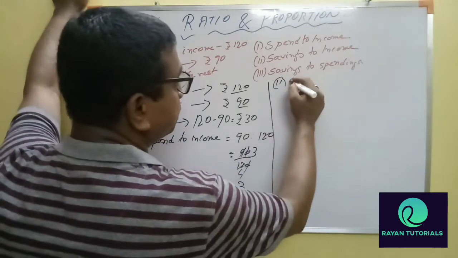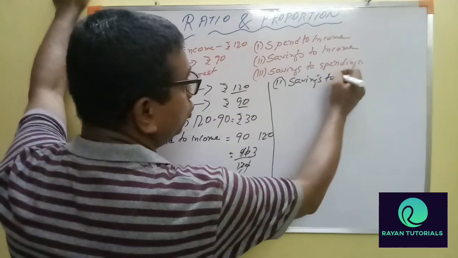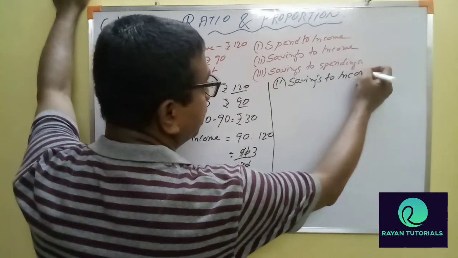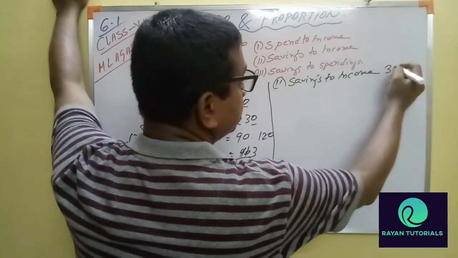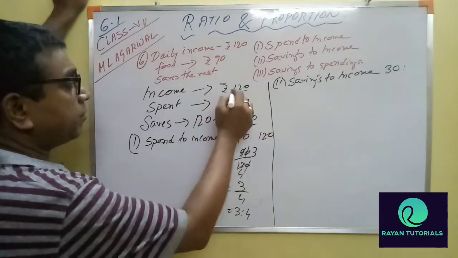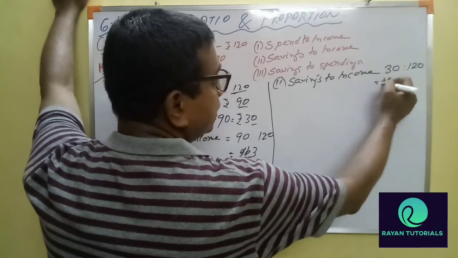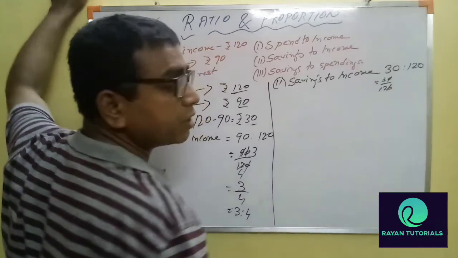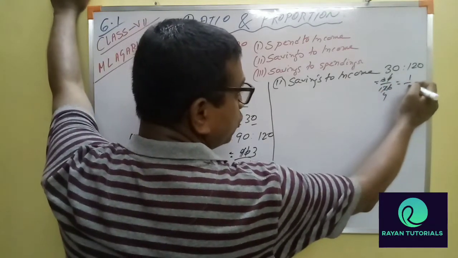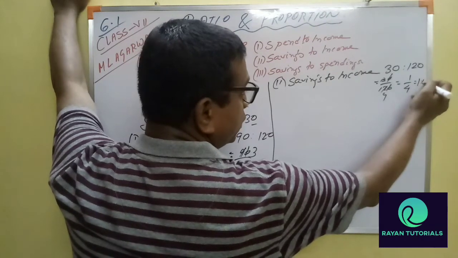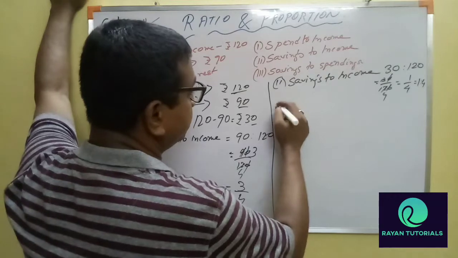Savings to income. So what is my savings? Rupees 30. What is my income? 120. That means 30 by 120, 0 0 cancels. 3 1s are 3, 3 4s are 12. That means 1 by 4 is equals to 1 is to 4. Is that clear?